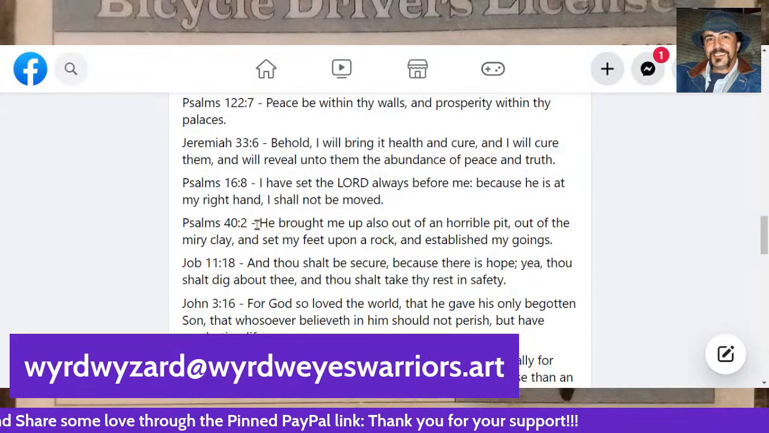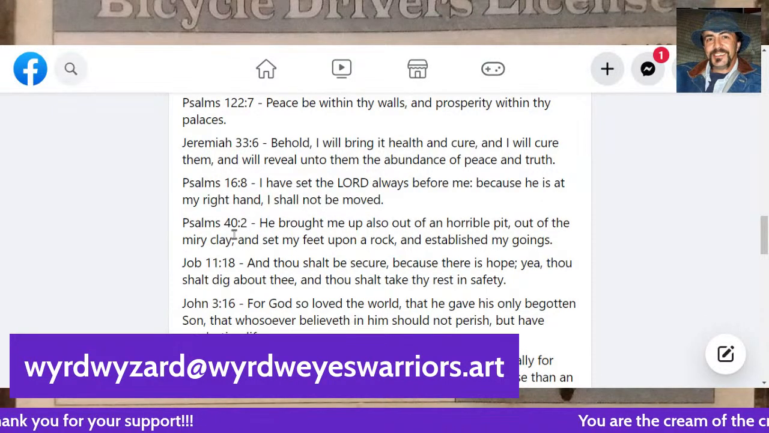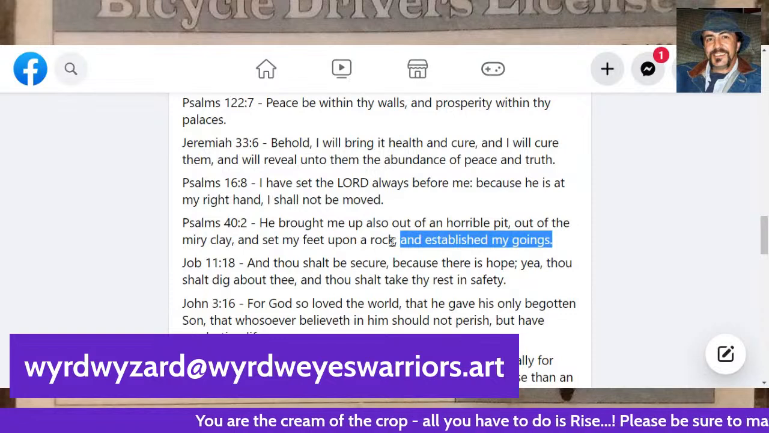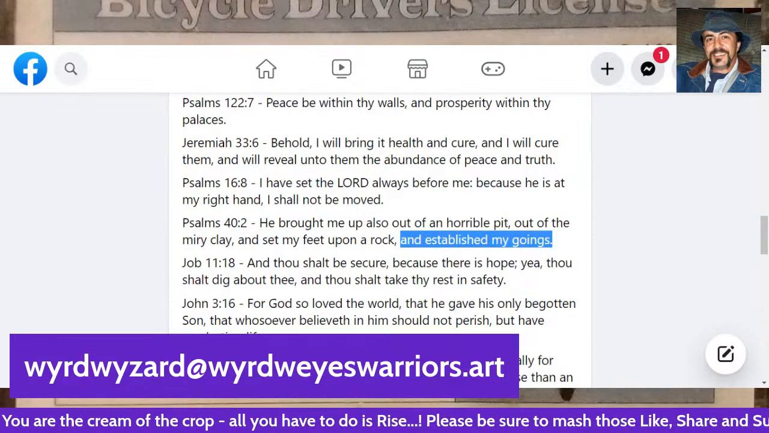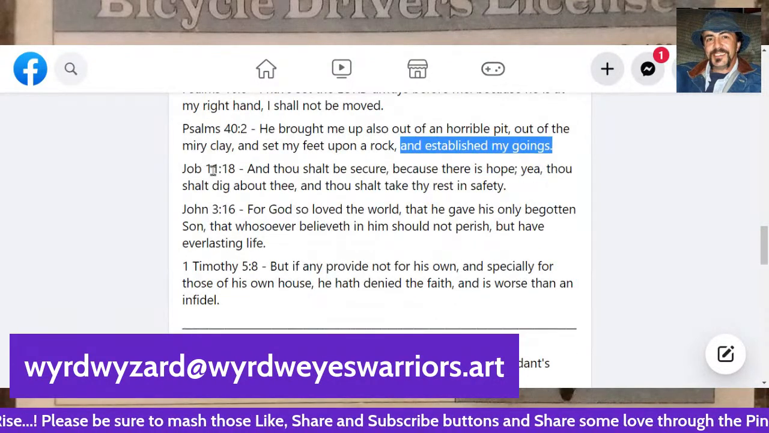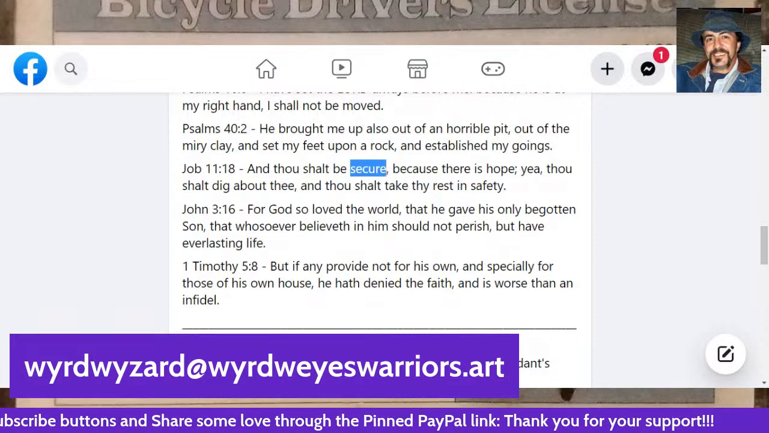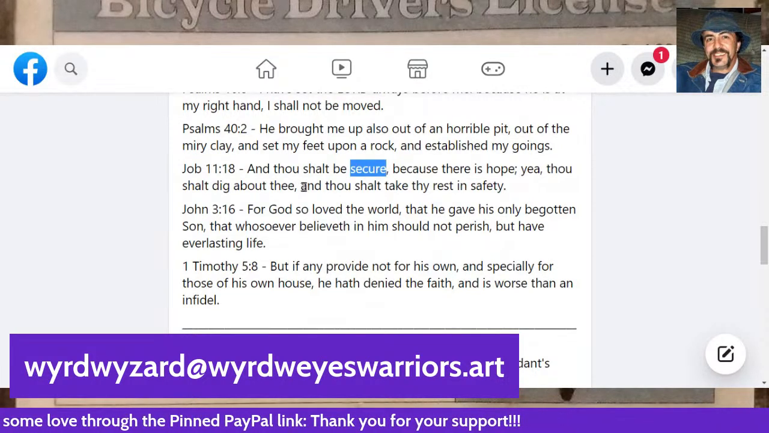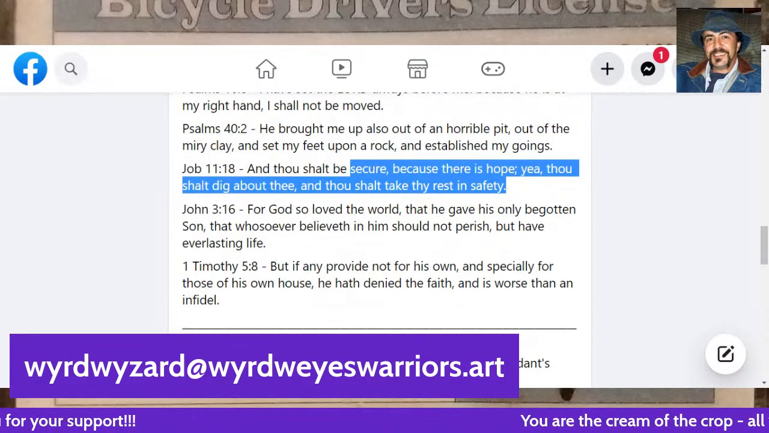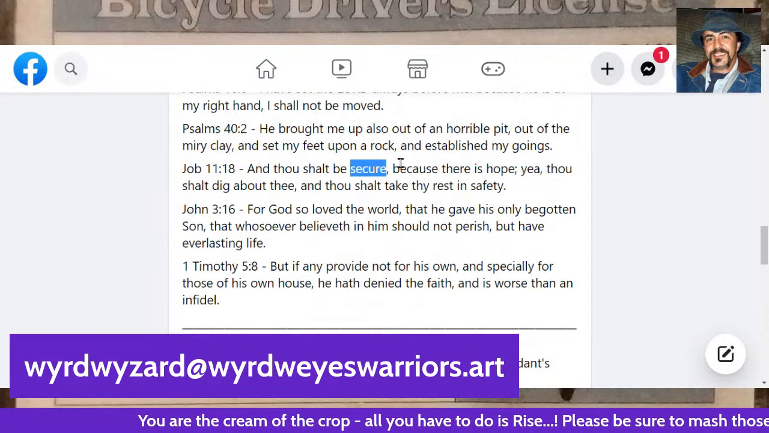Psalms 40 verse 2. He brought me up also out of an horrible pit, out of the miry clay, and set my feet upon a rock and established my goings. That's where we bring in that Psalms 121 verse 8. The Lord shall preserve thy going out and thy coming in from this time forth and even forevermore. Job 11:18, and thou shalt be secure, because there is hope. Yea, though thou shalt dig out about thee, and thou shalt take thy rest in safety, not surety. Not surety, in safety, because you already are secure. You don't need a surety bond to secure you.